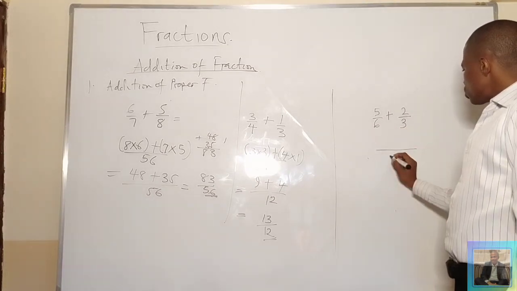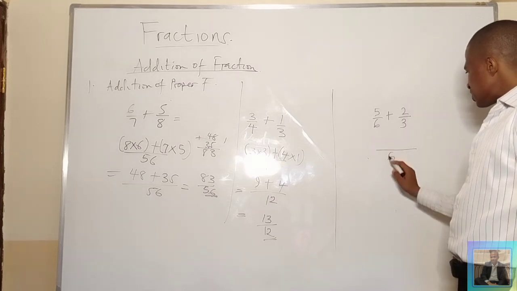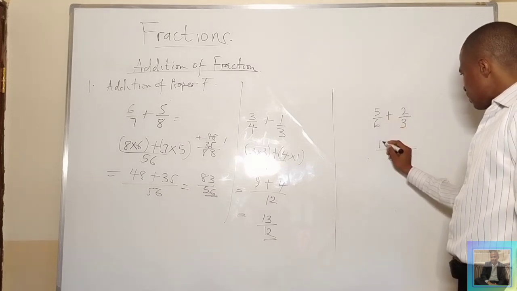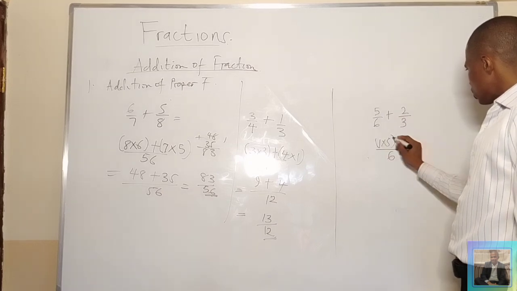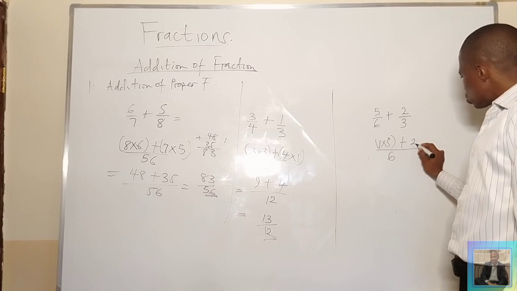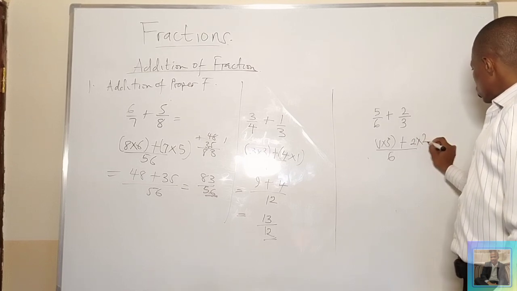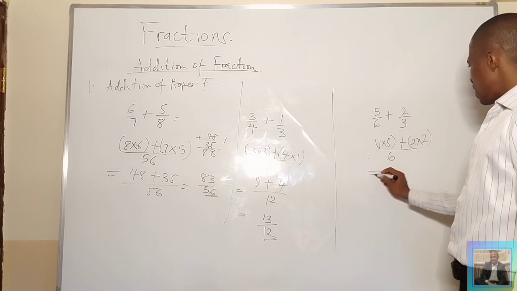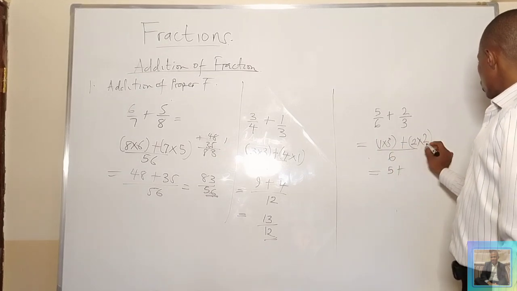How many 6 is in 6? 1. Then we multiply by the 5. Then we put this addition. How many 3 can we find in 6? 2. Then we multiply by the 2. Then what do we have? 1 times 5 is 5. 2 times 2 is 4. Over 6.